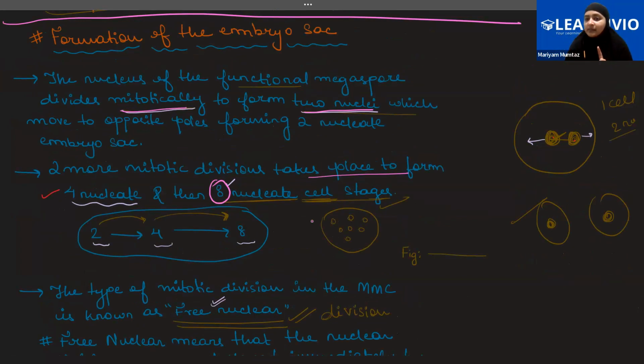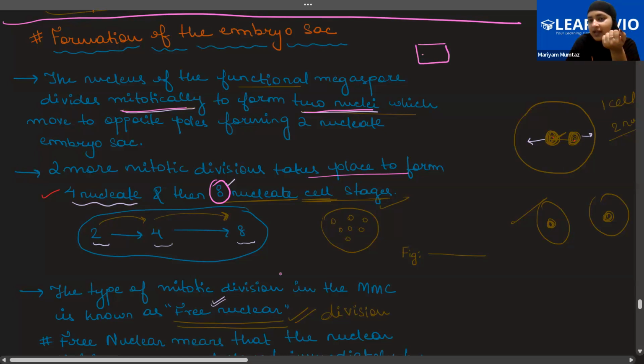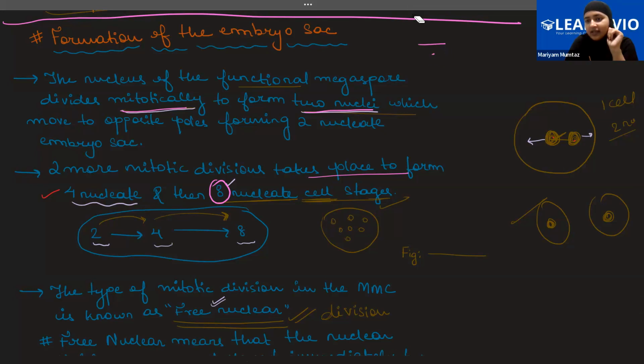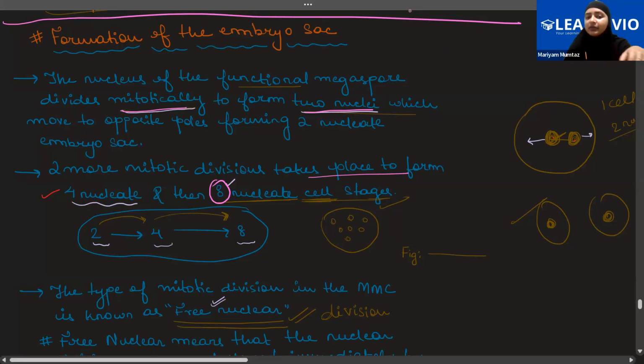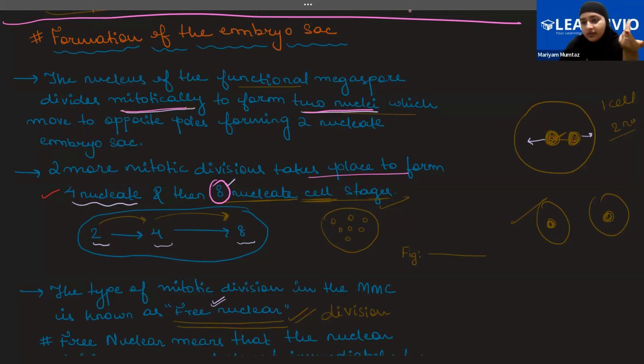Everyone understands what syncytium is? It's very simple. The word is just very fancy. Tell me, what is syncytium? See, syncytium is when one cell has multiple nuclei without any cell wall formation in between them. Only one cell having multiple nuclei in it is not a normal condition. It's something very abnormal.